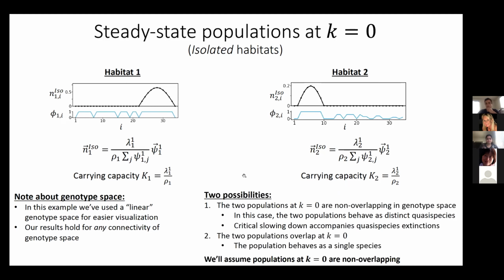As it turns out, there are two important possibilities to consider here. The first possibility is that these populations, when k equals 0, are non-overlapping in genotype space. And that's what you see here. This population has genotypes around 22 to 30 or 34, and this has genotypes 2 to 10. So they're non-overlapping. They're in separate parts of genotype space. This is the case where the two populations behave as distinct quasi-species, and where critical slowing down accompanies the extinction of either quasi-species. The other case is where they do overlap in genotype space, and that's just the less interesting case. So we'll focus on the first possibility.